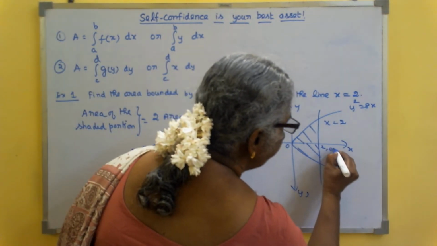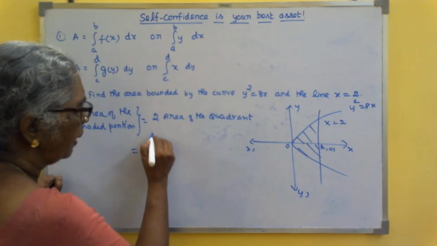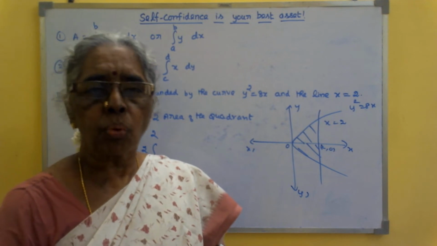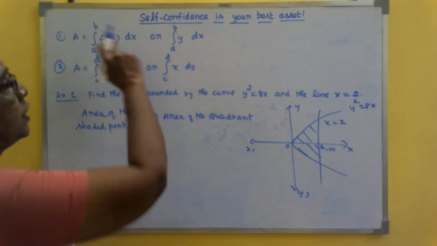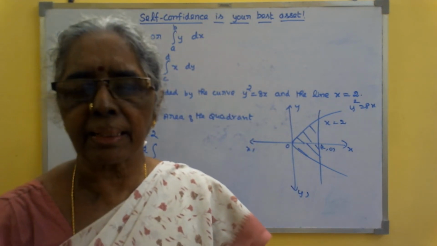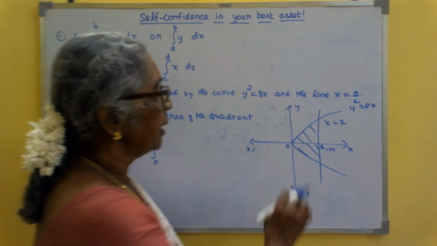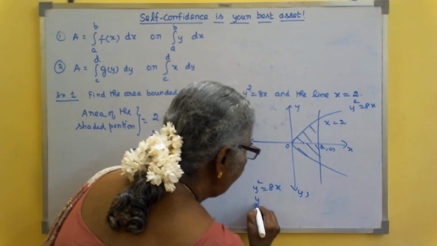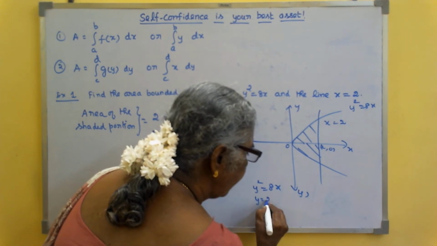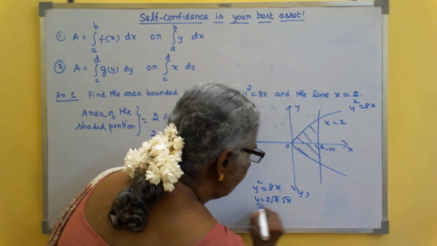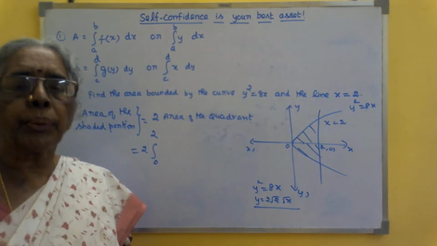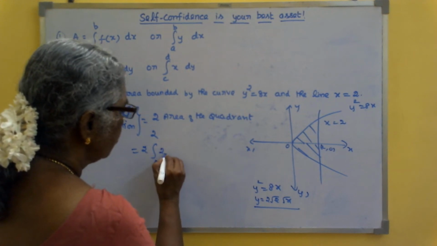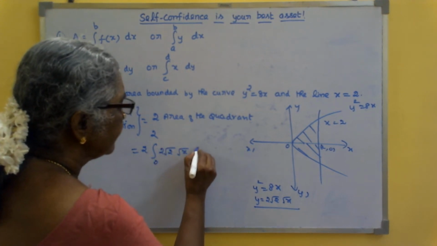This is 0. This is 2 comma 0. So the limits will be 0 to 2. I have to take the x limits. So which formula do I have to use? The first formula. So I will get y dx. So I should get what is y. Now I know y squared is 8x. So now y will be equal to, the root of 8 will be 2 root 2 and it will be root x. So like this you get what is y in terms of x and you write it here. So 2 root 2 root x dx.